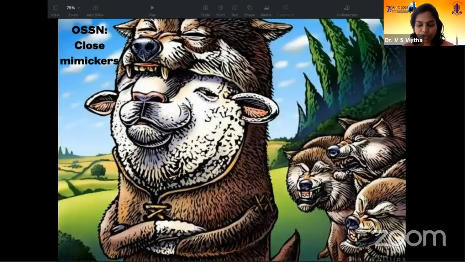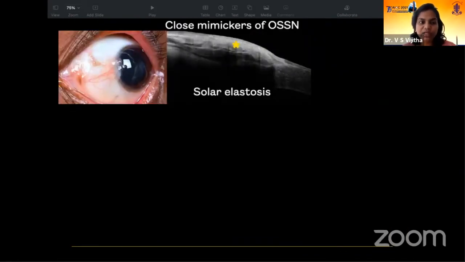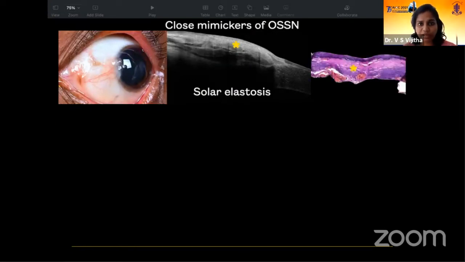Now that we have understood what is seen in OSSN, let's look at what is not OSSN. So this limbal plaque does look like OSSN, but on ASOCT, you can observe that the subepithelium is the area which is maximally thickened. The epithelium is fairly thin, although with some hyperreflectivity.